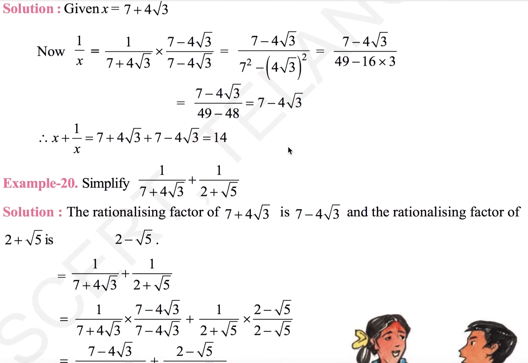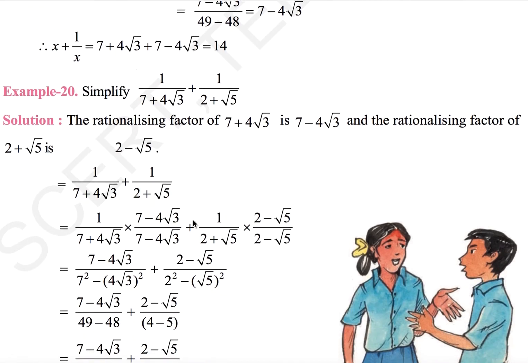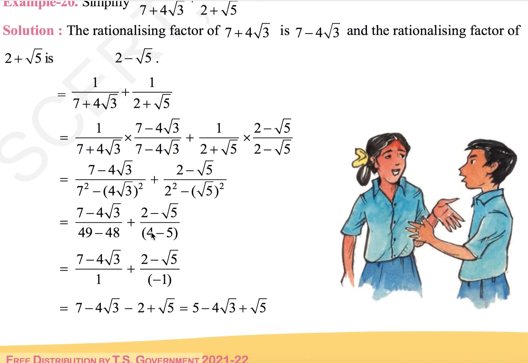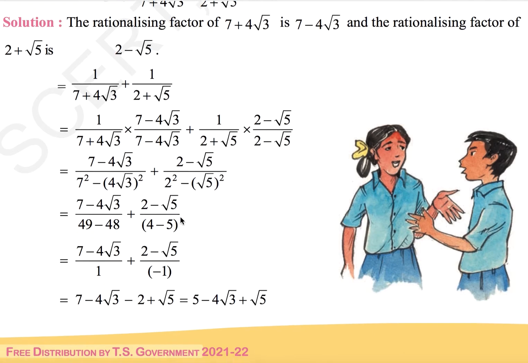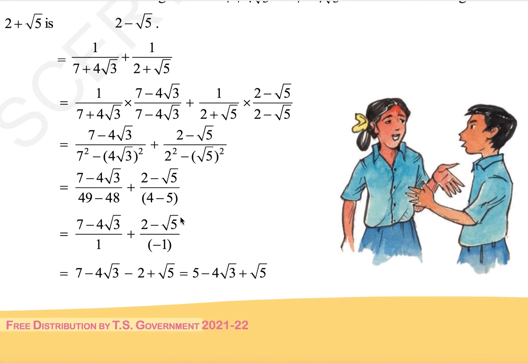Okay, now how to simplify this? Rationalize it first. Okay, 7 minus 4 root 3. This one is 2 minus root 5. 7 minus 2, 5. Minus 4 root 3 plus root 5. Like that.